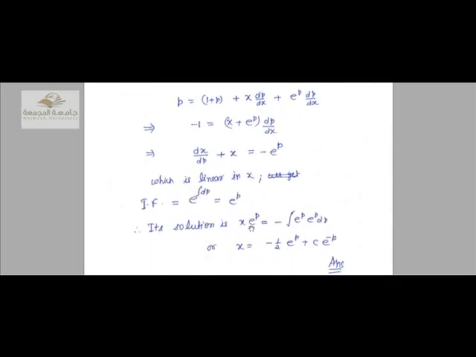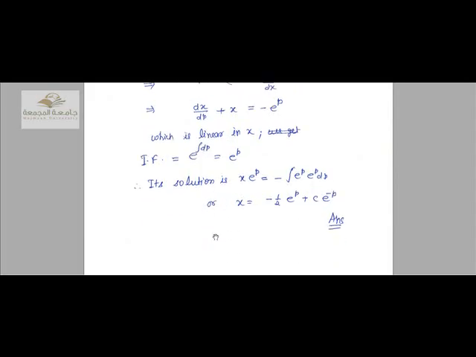which is linear in x. So the integrating factor is e^(∫dp) = e^p. Its solution is x e^p = −∫e^p e^p dp, which implies x = −(1/2)e^p + c e^(−p). This is the required solution of the given differential equation.